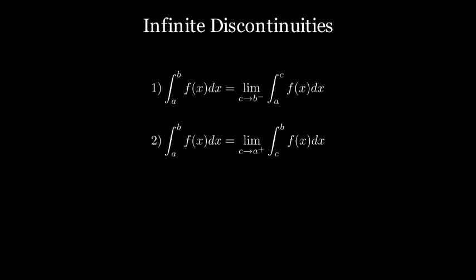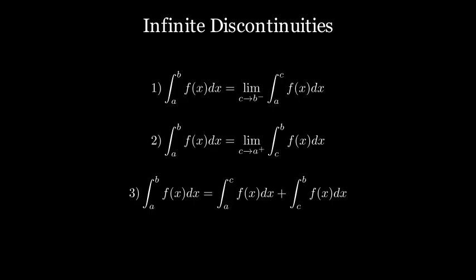Let's define improper integrals with infinite discontinuities. These occur when the function has a vertical asymptote within or at the edges of the integration interval. If the discontinuity is at an edge, we replace that edge with a variable and take a one-sided limit approaching the discontinuity. If the limit exists, it converges; otherwise, it diverges.